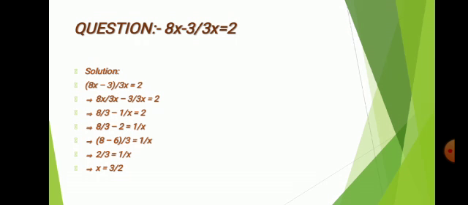3 will cancel with the 3, it will become 1. 3 divided by 3 becomes 1. So 8 ones are 8, and 2 upon 1: when 3 is divided by 1, it will become 3. 2 threes are 6. So 8 minus 6 upon 3 is equal to 1 upon x. That means 2 upon 3 is equal to 1 upon x. We can take the reciprocal of both sides. So x is equal to 3 upon 2.